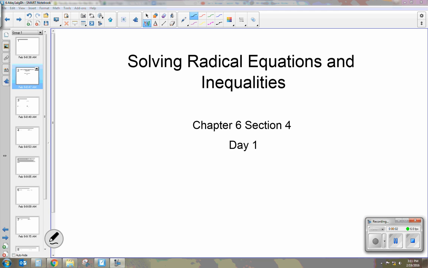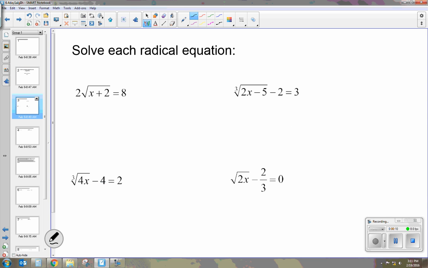Alright, let's get started. Today we're going to solve radical equations and inequalities. This is Chapter 6, Section 4, Day 1. First we're going to start off simple.